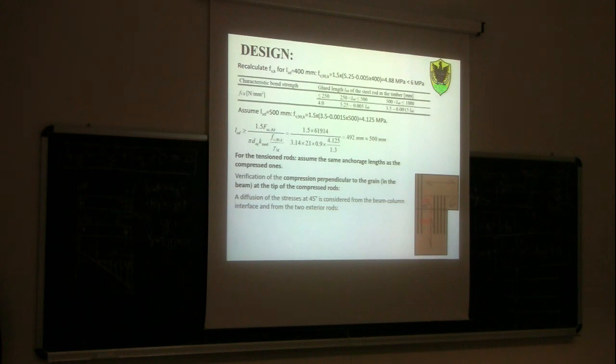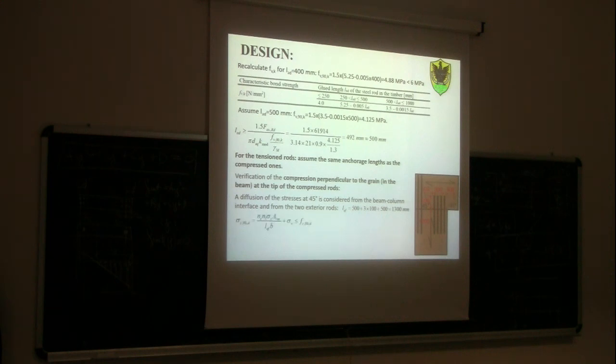So first of all, this effective length, when we do our verification of compression perpendicular to the grain, will be, since this distance here is 100, 500, because 500 is the bond length of the rod into the beam. Since we have considered an angle of 45 degrees, it will be 500 plus 3 times 100, which is the spacing between the rods, plus another 500, so 1300 millimeter.